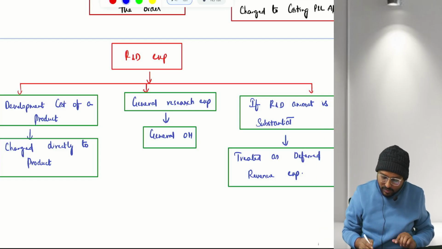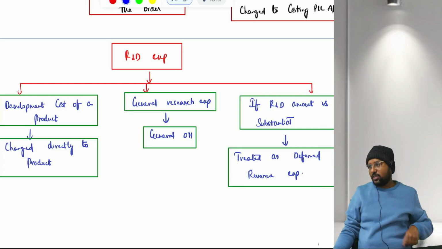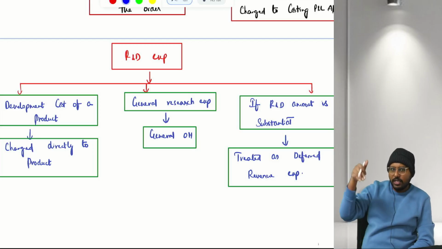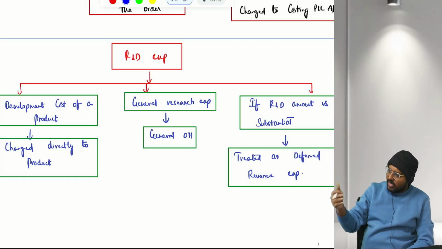That is why it will be treated as deferred revenue expenditure. What do you mean by deferred revenue expenditure? Deferred means you are postponing that expenditure. Say, for example, you have 10 lakhs of expenditure. You will not debit 10 lakhs today itself in this year's P&L account. Of that 10 lakhs, you will slowly amortize, like 50,000 this year, next year 50,000, next year 50,000, and so on, depending upon the life of that particular product. Got it? You know the concept, right?